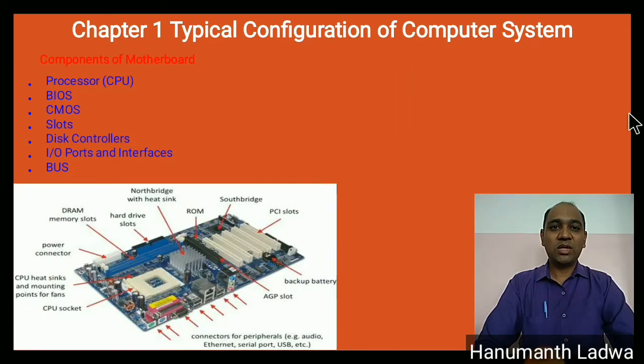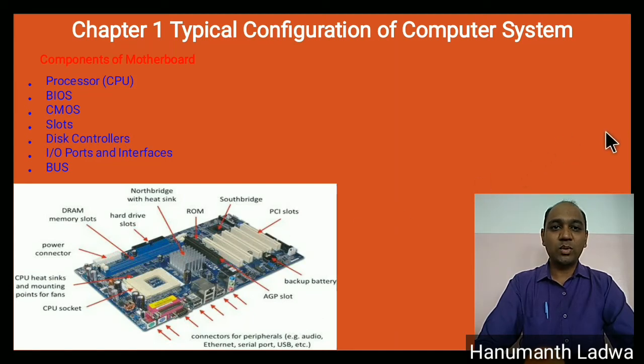Next we will continue with the components of motherboard. The first component is processor, that is we call it a CPU. It is also called a microprocessor. Next is BIOS, basic input output system. Next is CMOS, complementary metal oxide semiconductor. Slots, disk controllers, input output ports and interfaces, and then the bus. Here in the diagram you can see the motherboard with the various components labeled.